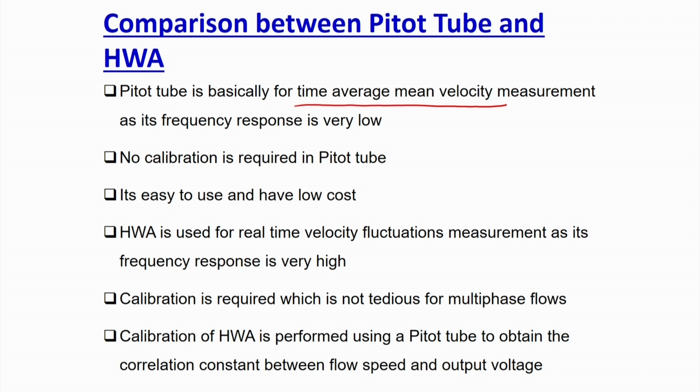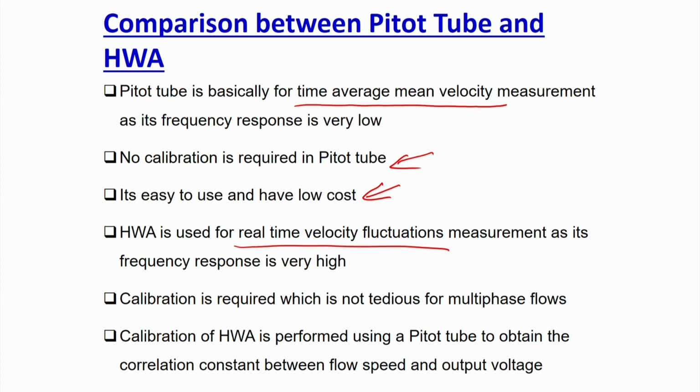So, what can you measure? You can measure the fluctuation velocity, you can measure the real time fluctuation velocity, you can measure the mean velocity for sure. Okay. The advantage of the Pitot tube, and why it is being used also, is that no calibration is required. You are using Pitot tube to calibrate hot wire anemometer. Definitely the cost is much lower than the hot wire anemometer. So, the cost factor is also coming into the picture. It is very cheap compared to the hot wire anemometer.